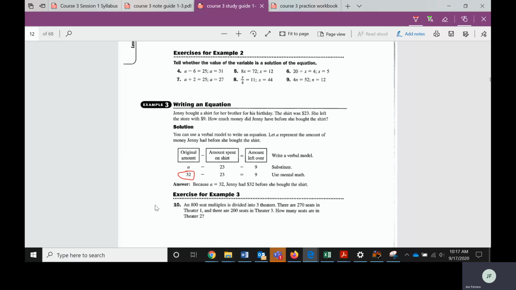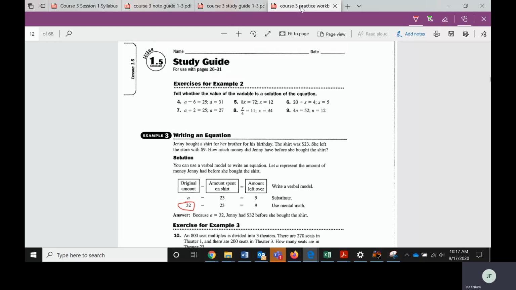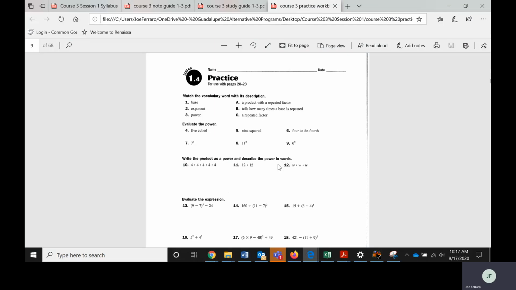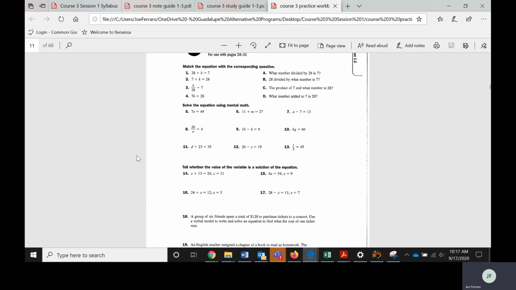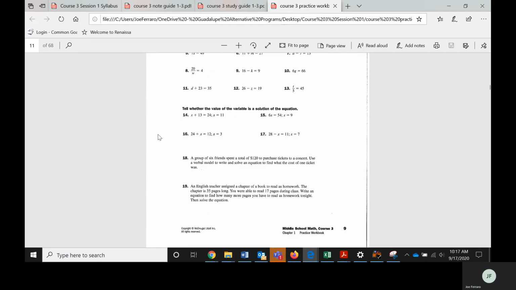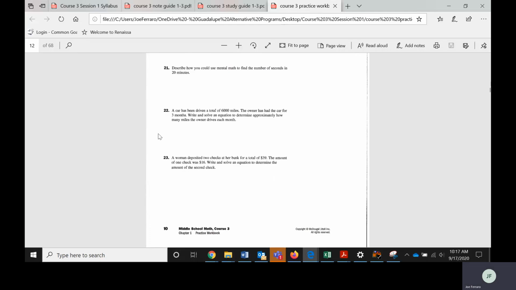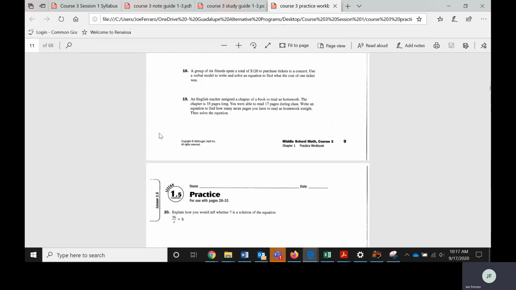Again, if you're getting the answers in the study guide correct, you're probably good. So that's a good place to start. If you're looking for some extra credit and extra practice, then you come to the practice workbook. If you're doing these, show like one step of work, send me a picture, you can get some extra credit for that. So that's 1.5, a couple pages there.